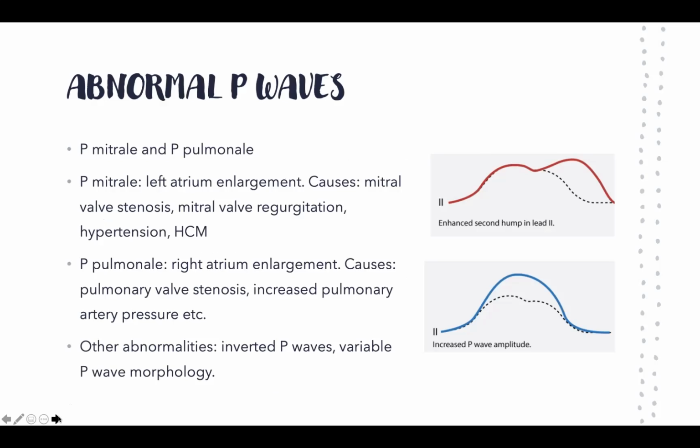So there can be abnormalities in the P waves. So let's talk about that. P mitrale, P pulmonale. So P mitrale is left atrial enlargement. As you can see in the first picture, the dotted line seems to represent the normal P wave. And you can see there's a much taller peak in that second wave. That's called P mitrale, and it's due to left atrial enlargement.